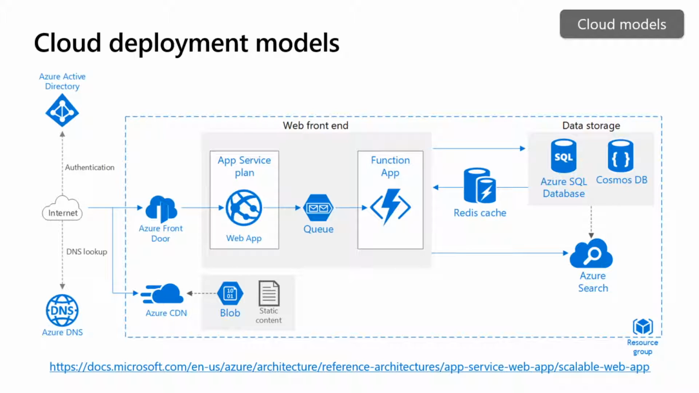And then the last part that you see right in the middle on the web front end is a queue that would allow you to basically have a very fast distributed solution. And then we also make use of function apps. So the point is, make sure to understand what cloud models are available for you and what are the tools that you can use to make your solution better.